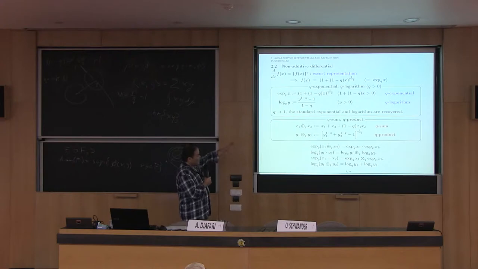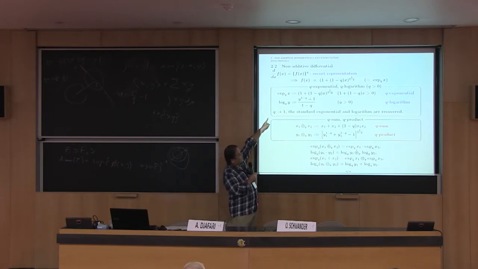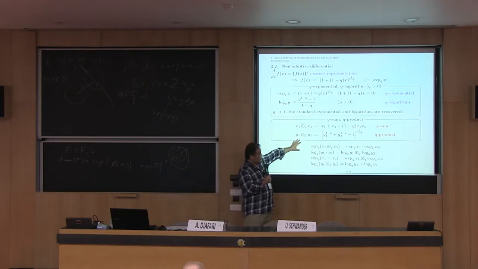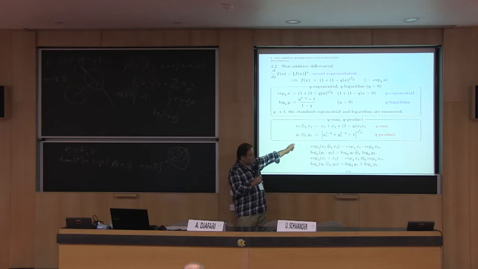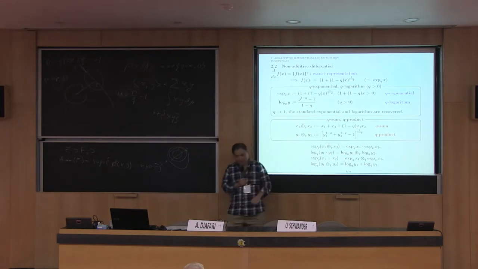Let us define deformed algebras for the sample space. Let us consider a nonlinear ordinary differential equation like this. Then the eigenfunction is the q-exponential function, this one. But unfortunately, the q-exponential function and the q-logarithm function do not satisfy the law of exponents. So we have to generalize the algebraic structures like this. Then we can find that some generalization of the law of exponents holds.